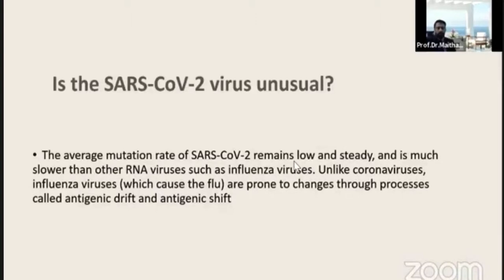Is the SARS-CoV-2 virus unusual? The average mutation rate of SARS-CoV-2 remains low and steady. It is much slower than other RNA viruses, such as influenza virus. Unlike coronavirus, influenza viruses, which cause flu, are prone to change through processes called antigenic drift and antigenic shift.